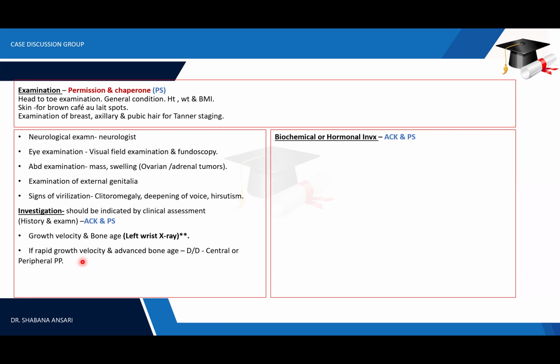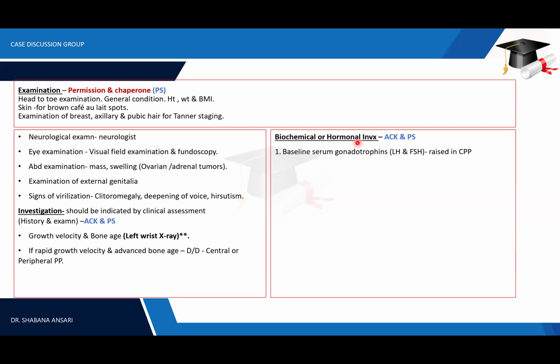Now, if there is rapid growth velocity and advanced bone age, then two types of precocious puberty should come in our mind, central or peripheral. Because in isolated precocious puberty, growth velocity and bone age, they are normal. They're not advanced, except in isolated adrenarche. Okay, we will come to that point also. So whenever assessment is done and we see there is rapid growth velocity, advanced bone age, now we have to differentiate between central or peripheral precocious puberty. So how to do that?